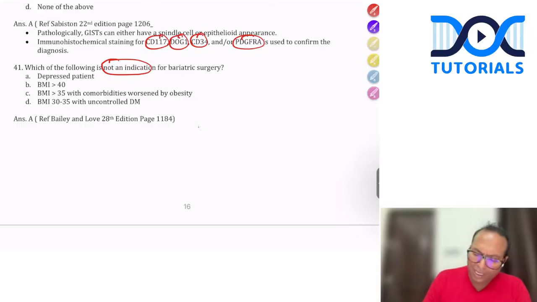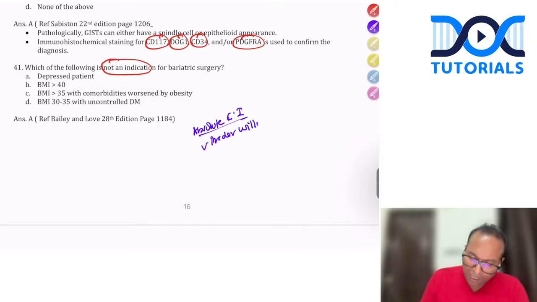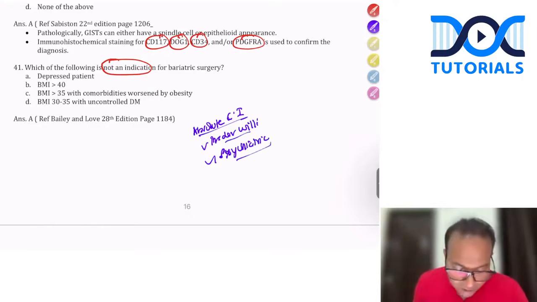Which is not an indication of bariatric surgery? So absolute contraindications are Prader-Willi syndrome and psychiatry patients. They are the patients in whom we should never do bariatric surgery. It's a PG level question.